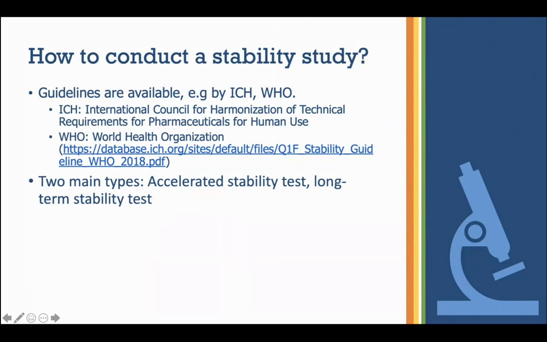So 40 degrees Celsius is actually not our room temperature. In Malaysia our room temperature is between 25 to 30 degrees. So usually if we want to conduct accelerated stability testing, we will place them at 40 degrees. But for long-term stability tests, we will place them at around 30 degrees Celsius. Humidity is also another factor that needs to be in place. So a stability chamber usually will have the ability to control both temperature and humidity.